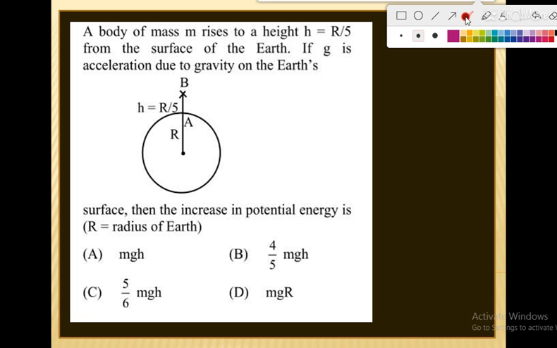A body of mass m rises to the height h equal to R by 5 from the earth's surface. The acceleration due to gravity on the earth's surface is g. Then, the increase in potential energy?